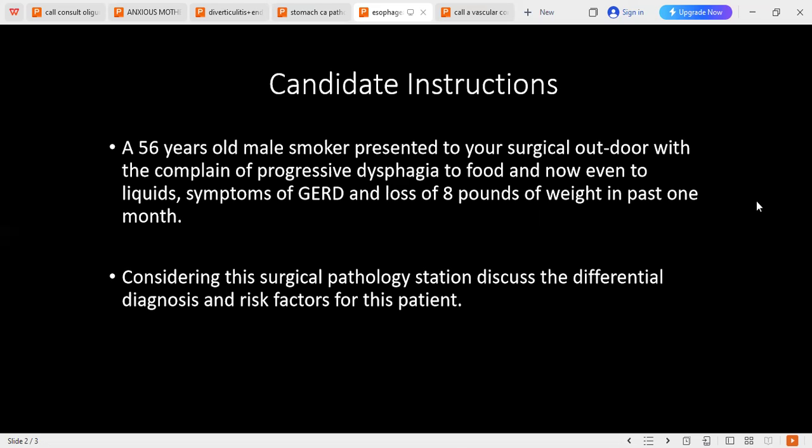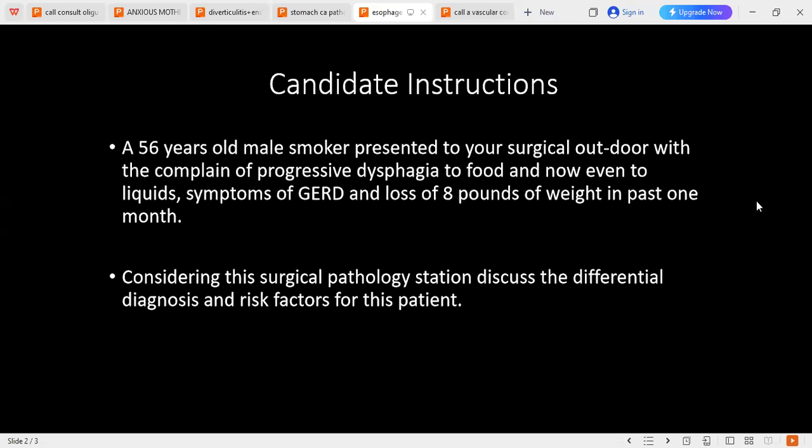What was the provisional diagnosis you would consider? Achalasia cardia, ma'am. Sorry, for this patient, the provisional diagnosis is carcinoma of the esophagus. What is the most common carcinoma of the esophagus? Squamous cell carcinoma, then adenocarcinoma. And this squamous cell carcinoma occurs in which part? In the proximal two-thirds of the esophagus, and the lower one-third is the adenocarcinoma.